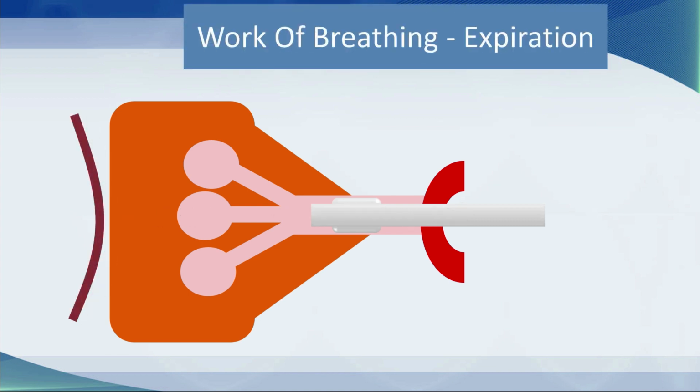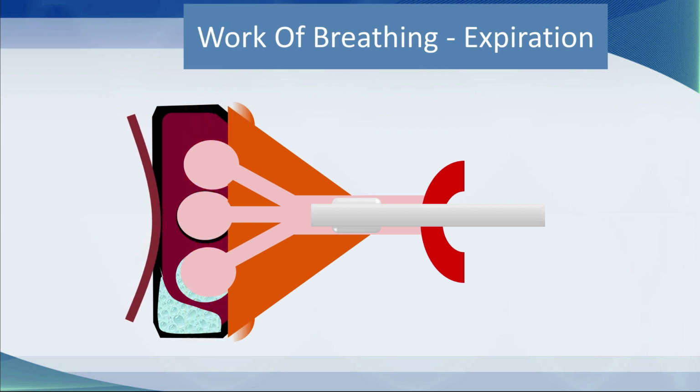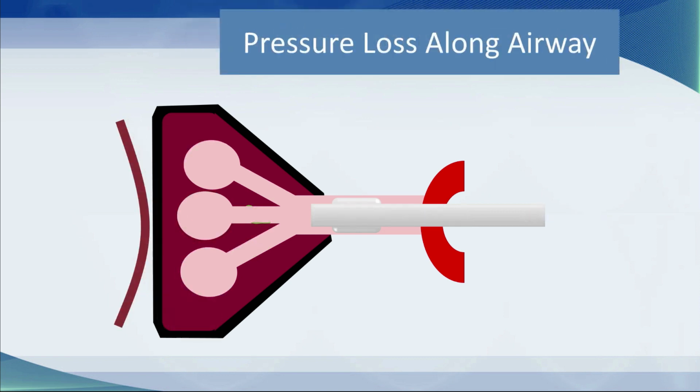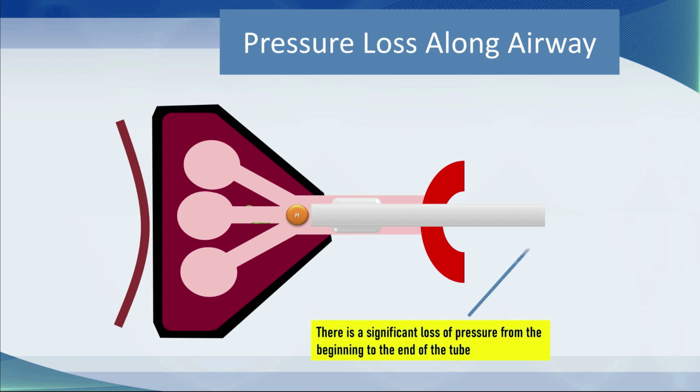When the patient exhales, then gas is pushed out of the lungs, but also that gas has to move through the same endotracheal tube, so there is resistance work on the other side of the breath in exhalation. Now we know that when we put a patient on positive pressure ventilation, there is a high pressure at the connection, but that pressure dissipates as it goes along the endotracheal tube. So there's a significant loss of pressure from the beginning until the end of the endotracheal tube.